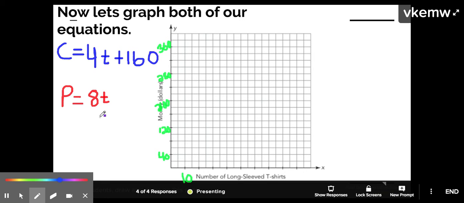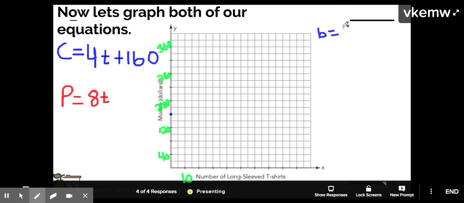Okay, so now what we want to do is graph these, right? And each of these are in our y equals mx plus b form. Y equals mx plus b, so slope, y-intercept. So for this first equation, my y-intercept, my b, is 160. So 40, 80, 120, 160. Even if I buy 0 shirts from this company, they're going to charge me $160 to make the design.